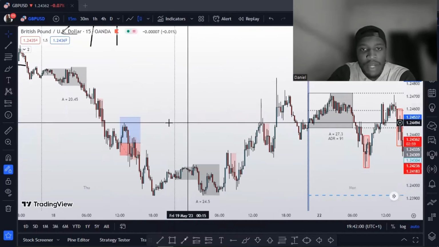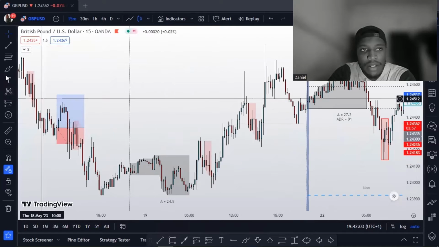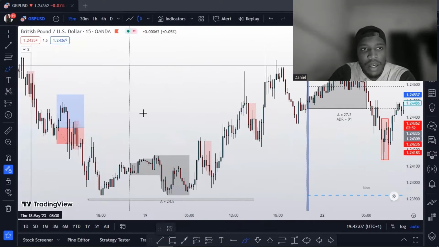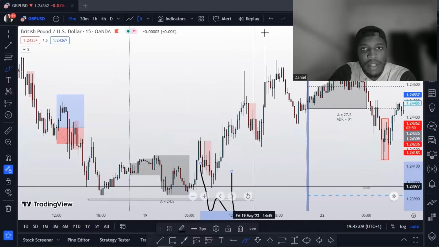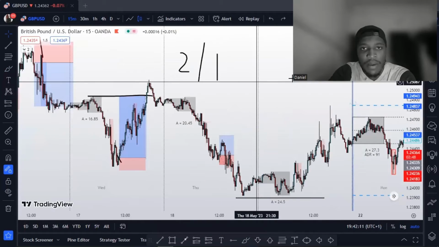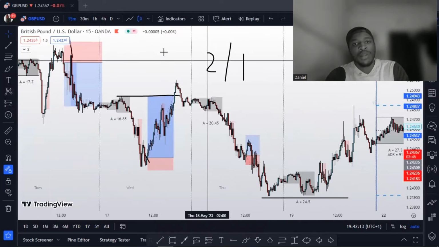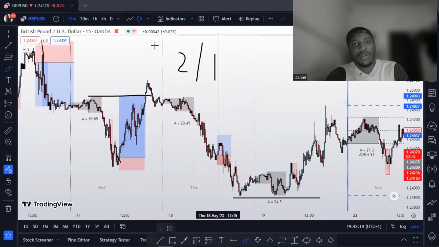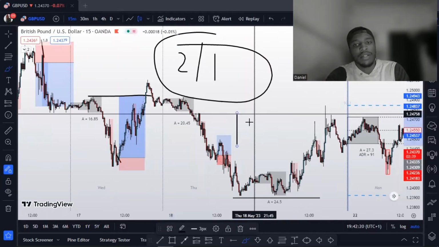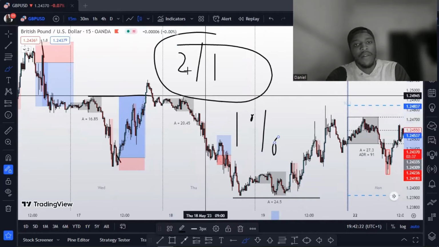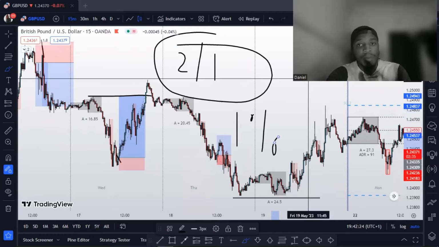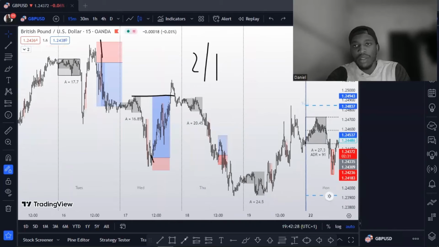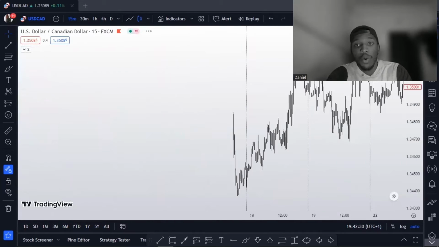On Friday, we didn't really have anything here. I was looking for buys, so I didn't really take anything here. If I had gotten maybe something like this, I would have taken it back up, but there was nothing there. So on GBP/USD, we have 2 wins and 1 loss. With a simple 1 to 2 risk to reward on this one, you would have been up. If you're risking 1% on this for 1 to 2 risk to reward, you would have been up 3% for the week on this.